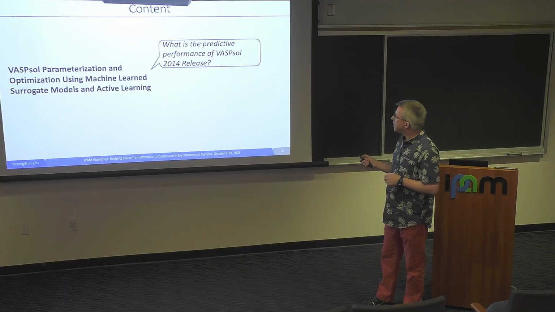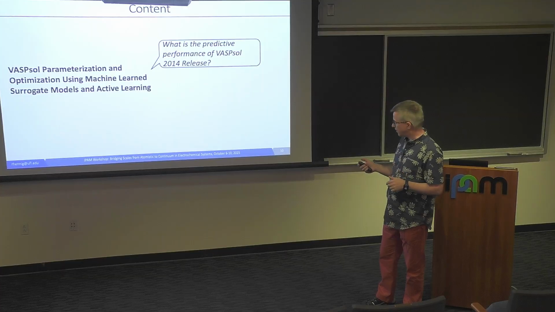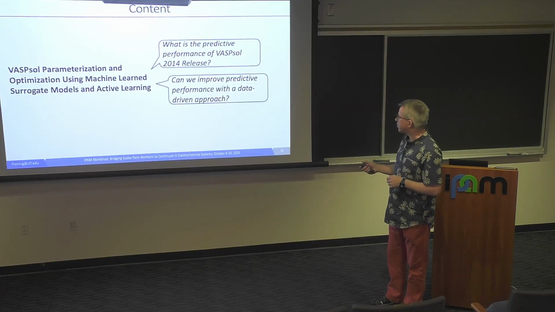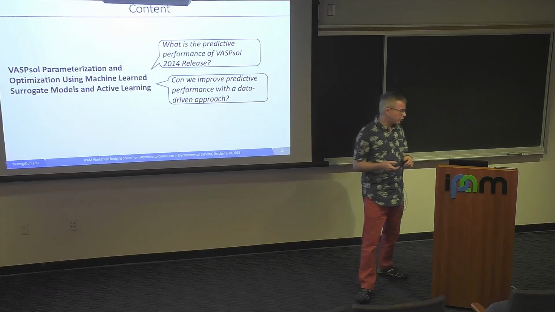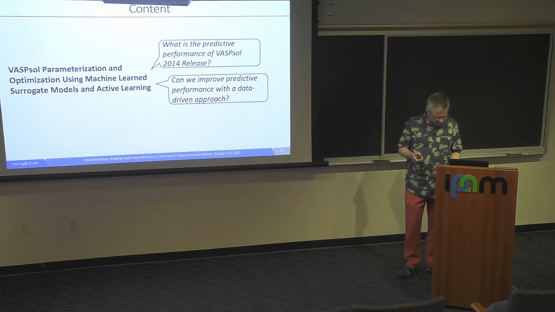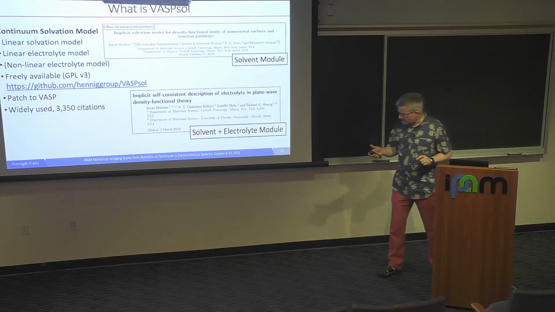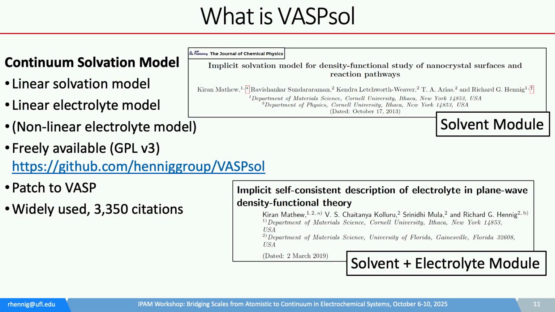But what are we going to do? We're going to first ask, how accurate is VASPsol, the 2014 parameters which are in there actually, when you look at an extensive data set? And then I'm going to try to answer the question, how do you improve the predictive performance using a data-driven approach, using a significant number of solvation energies and some machine learning models in order to really speed up the optimization.